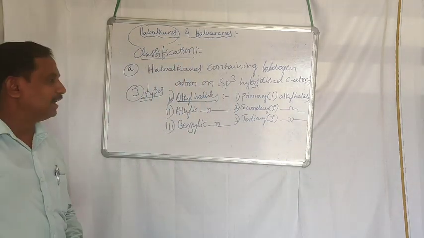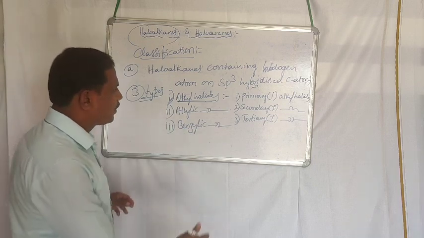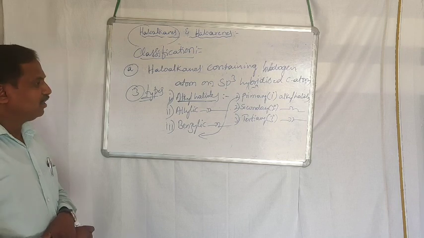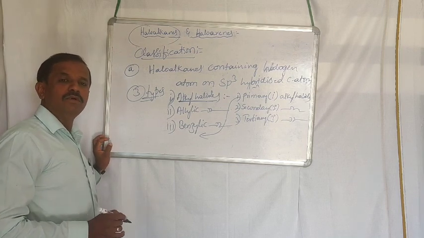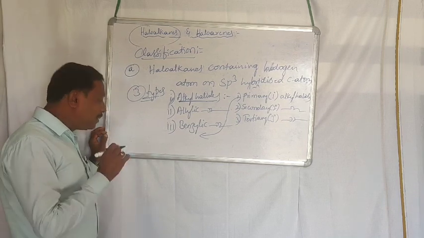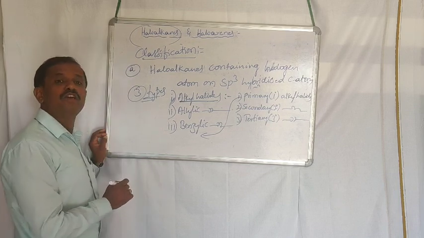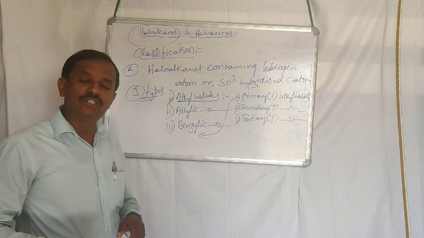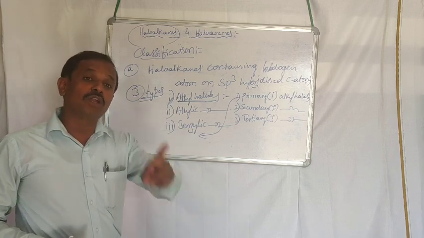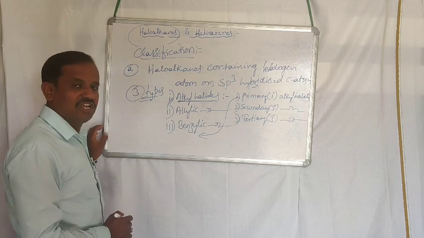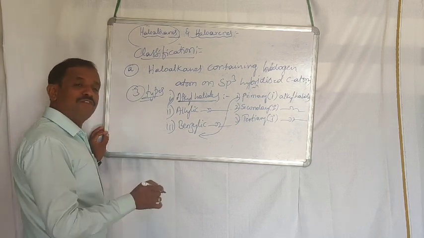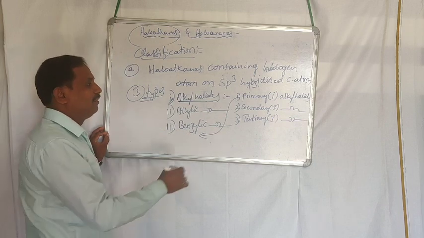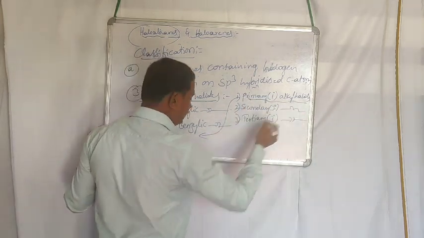What are primary alkyl halides? It's very simple. These are the alkyl halides in which the halogen atom must be attached to a primary carbon atom. What is a primary carbon atom? The carbon atom which is directly attached to only one carbon atom is called a primary carbon atom. If the halogen atom is attached to a primary carbon atom, then they are called primary alkyl halides.